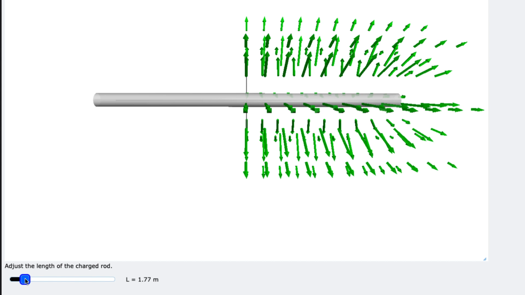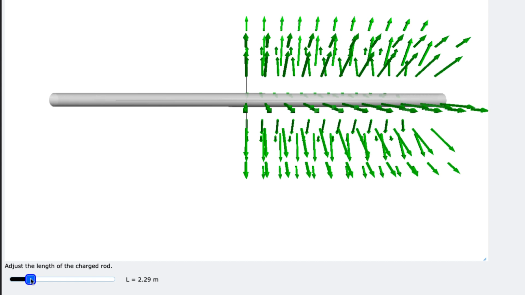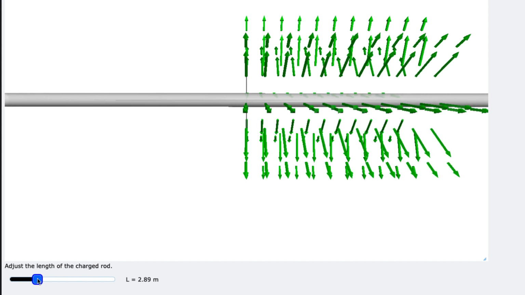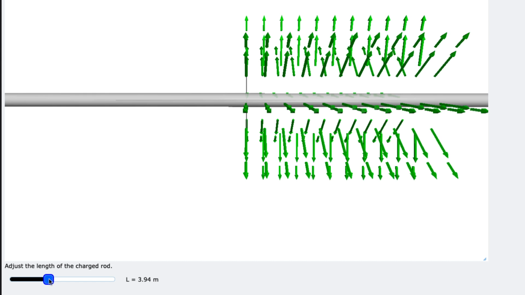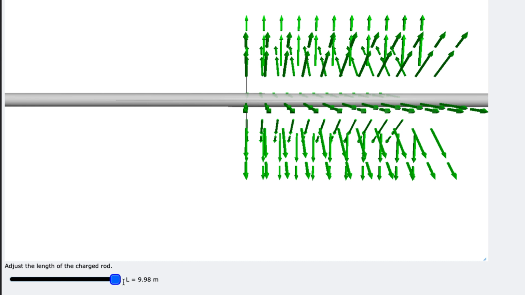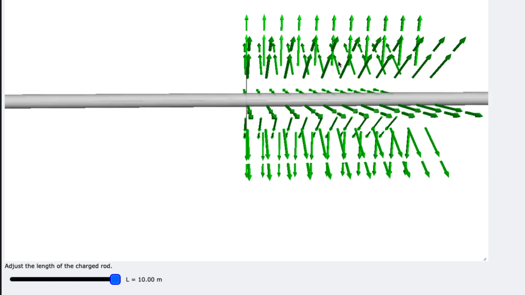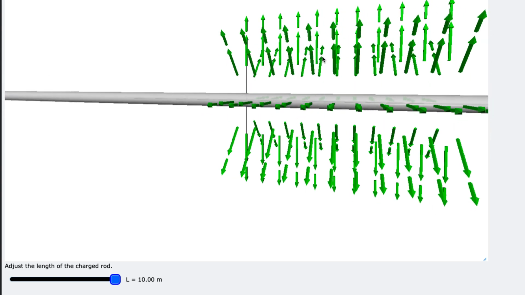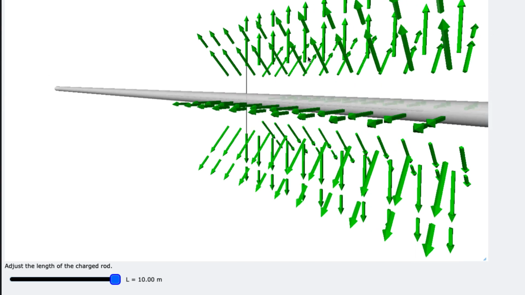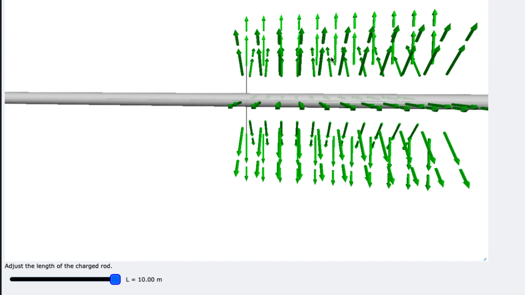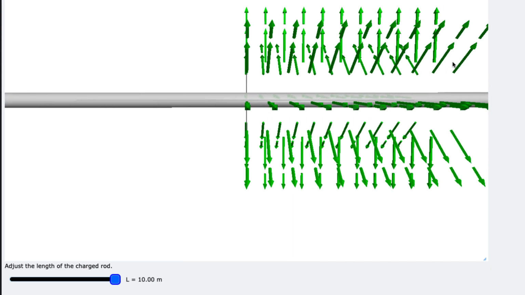Notice how those arrows are becoming more and more perpendicular to the x-axis, more and more perpendicular to the line of charge. And if we make the line really long, and by really long, 10 meters is not infinity, but it's pretty long, all these arrows look the same. All these arrows are pretty much exactly the same. And then we can zoom around, we can look around, and everything looks the same, except for maybe the ones over here at the very end, perhaps, that are a little bit closer to the line of charge.